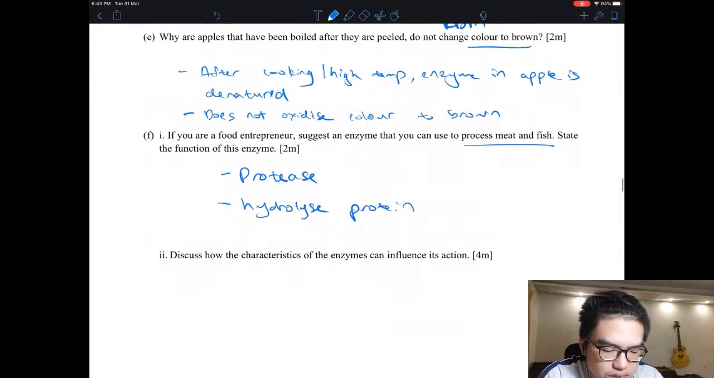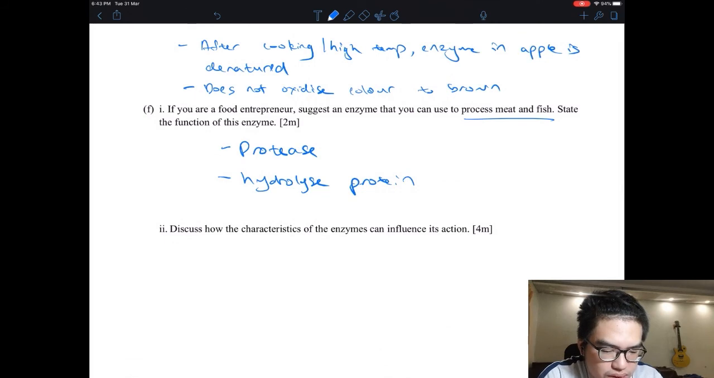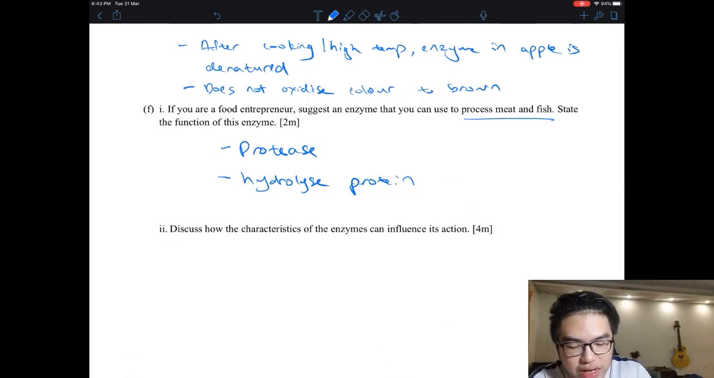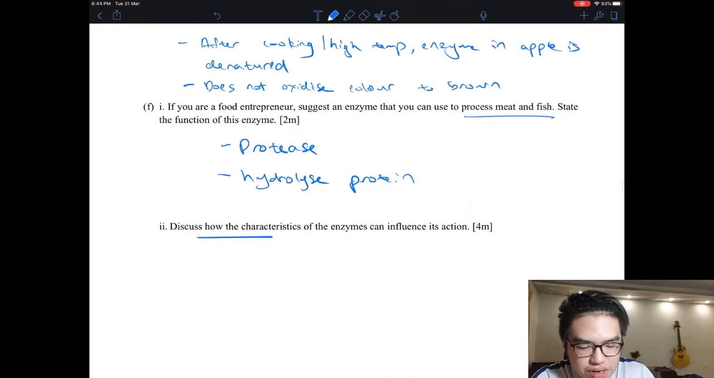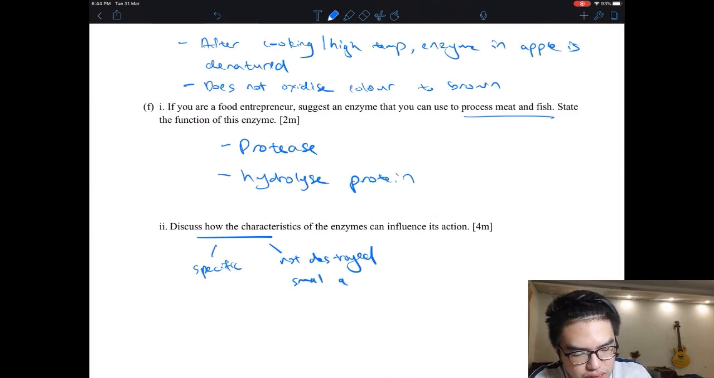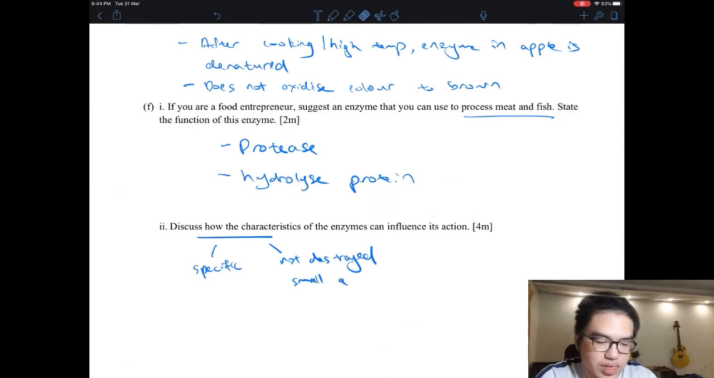Number 2, discuss how the characteristic of enzyme can influence its action. How many characteristics did I mention just now? 2. Number 1, they are highly specific. Number 2, they are not destroyed, or they remain, or you can even say small quantity. I'll talk about this later. So they are not destroyed.